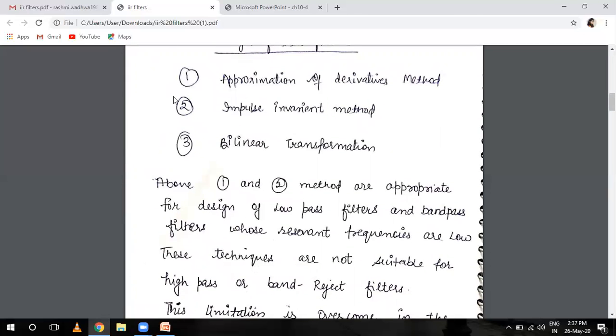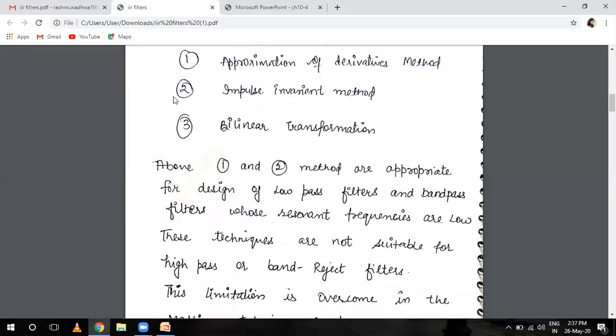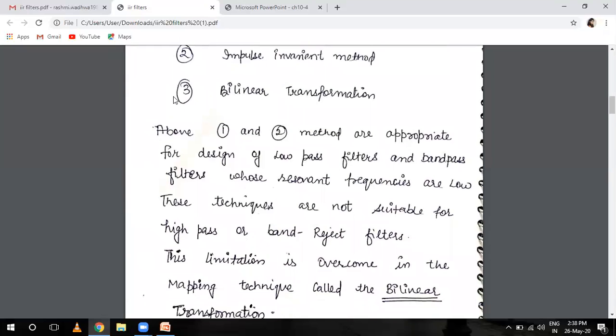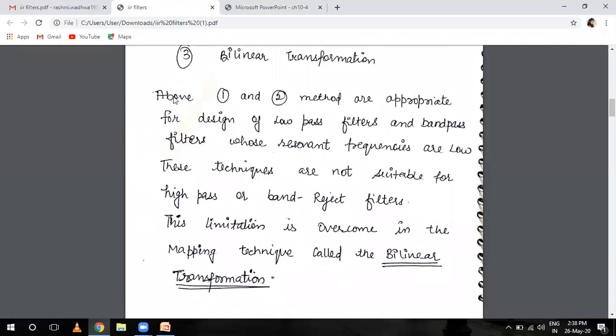The first and second methods are appropriate for the design of low pass filter and band pass filter whose resonant frequencies are low. These techniques are not suitable for high pass and band reject filters. So the limitation is overcome in the mapping technique, that is bilinear transformation.